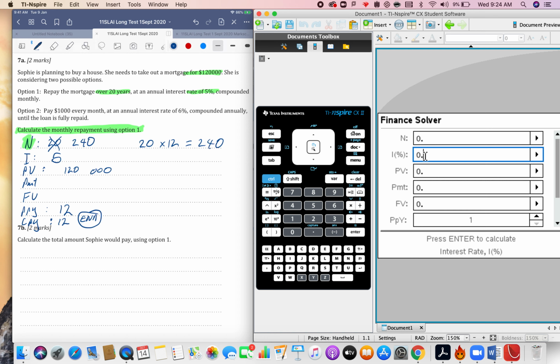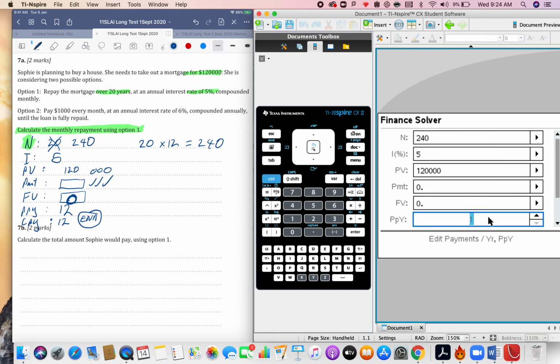We've now only got two things missing: PMT and FV. If this is a loan, the future value needs to be 0. We want to have paid it all back. So we're solving for payment here. Let's type all those in. 240. 5. Present value is the amount of the loan, 120,000. Future value is 0. Payments per year is 12, and compounding periods is 12. And end, and then we solve for payment. Press return and have a little look.